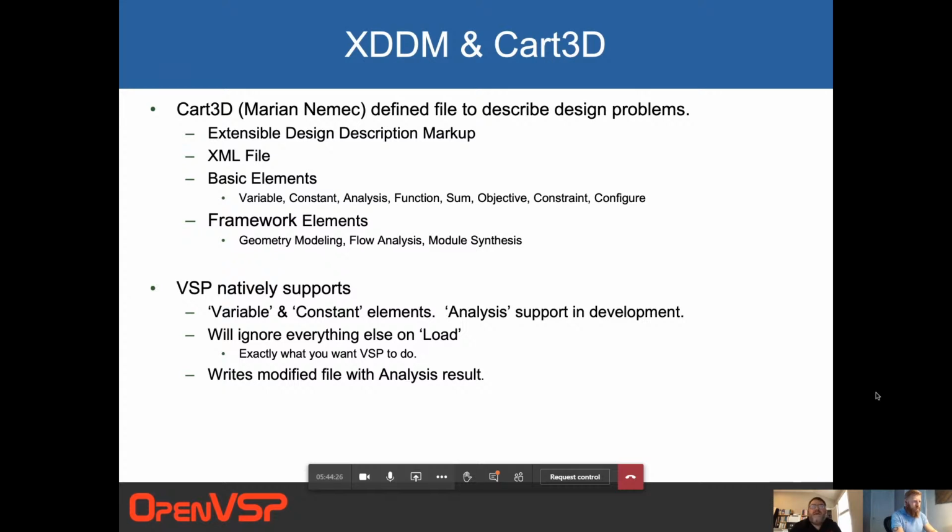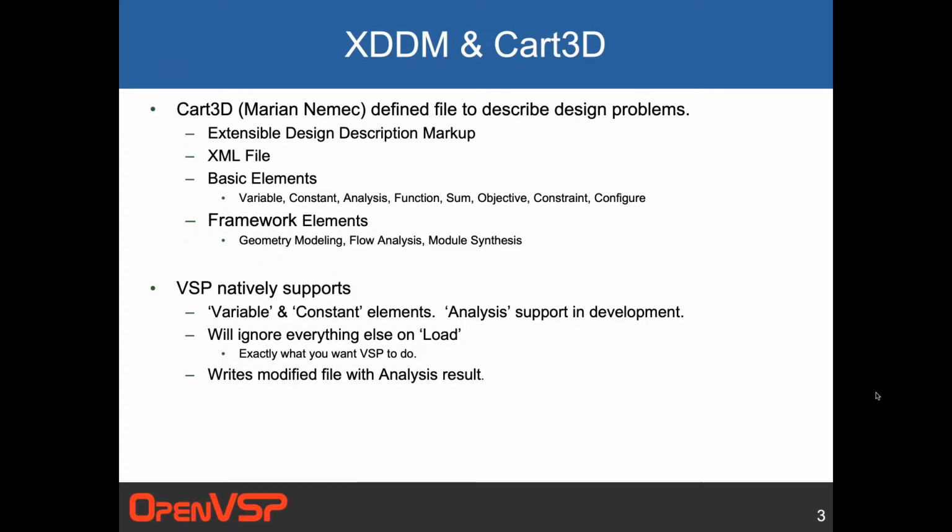So this is just a Cart3D special format, but it contains the same information as the design file. It contains these elements of a variable, a constant, an analysis, all this information for Cart3D, and some other things that go with it. And VSP now has native support, and has for a long time, for Cart3D shape optimization. So it makes it trivially easy to use VSP as the geometry engine in a Cart3D optimization study. And it just does what you want it to do. So that's fun.